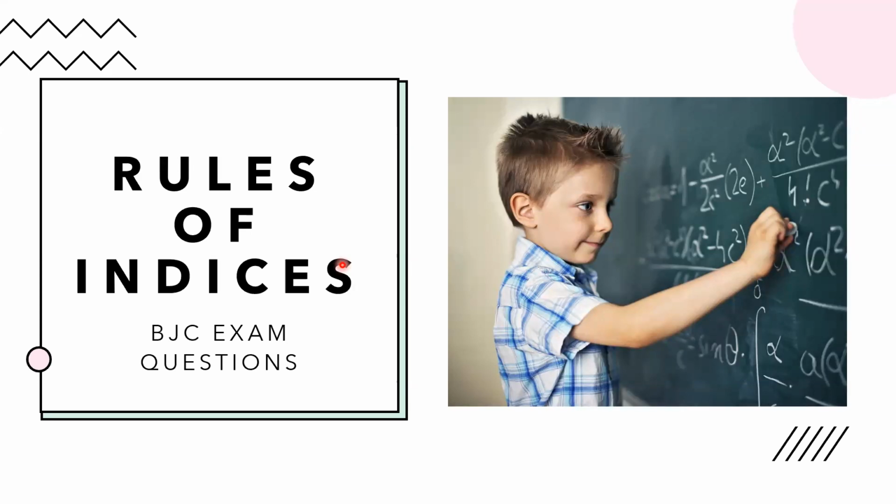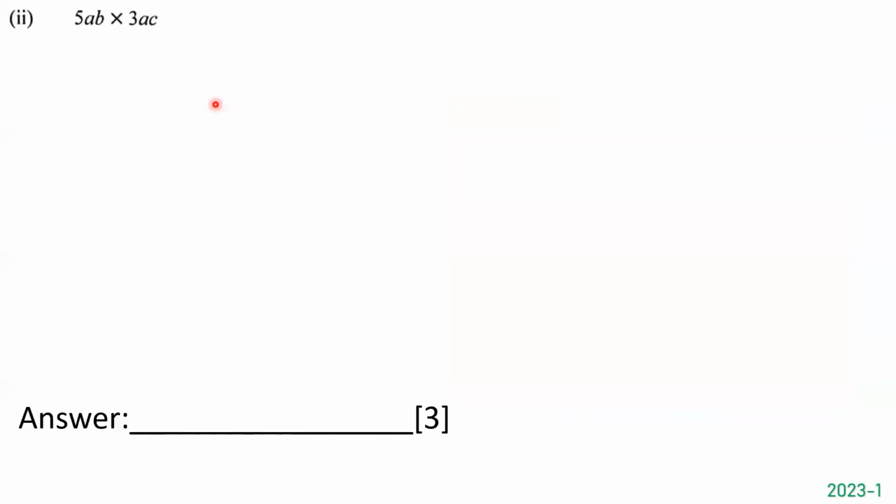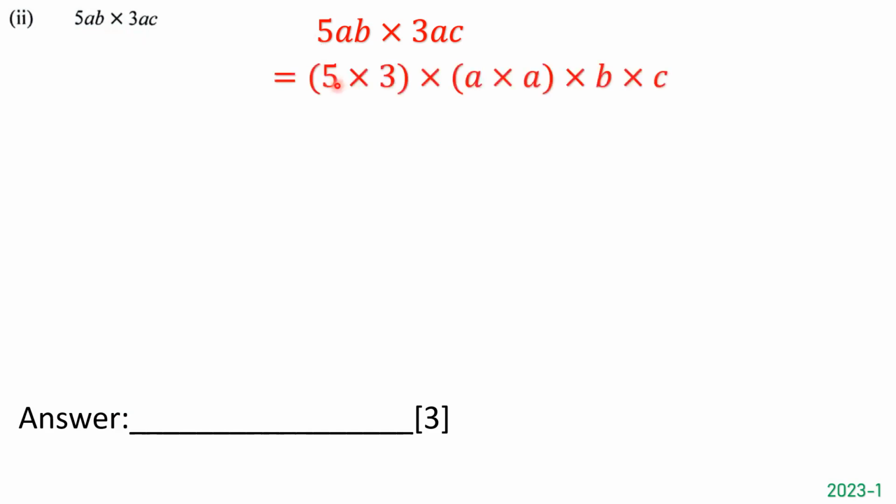Let's begin. Let's consider this first question. Here we have 5AB multiplied by 3AC. What we're going to do is group the numbers together and group the letters together. So here we have 5 times 3, so the numbers are together, and then A times A multiplied by B times C. We put the A's together since they are the same.